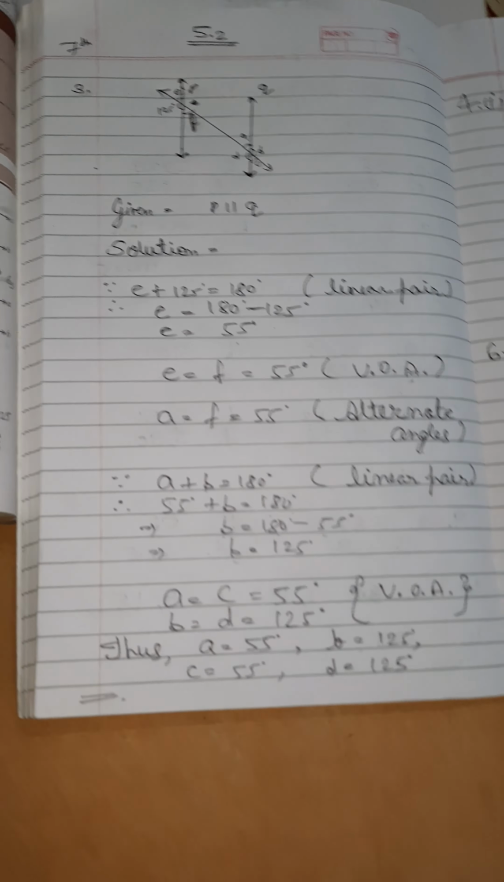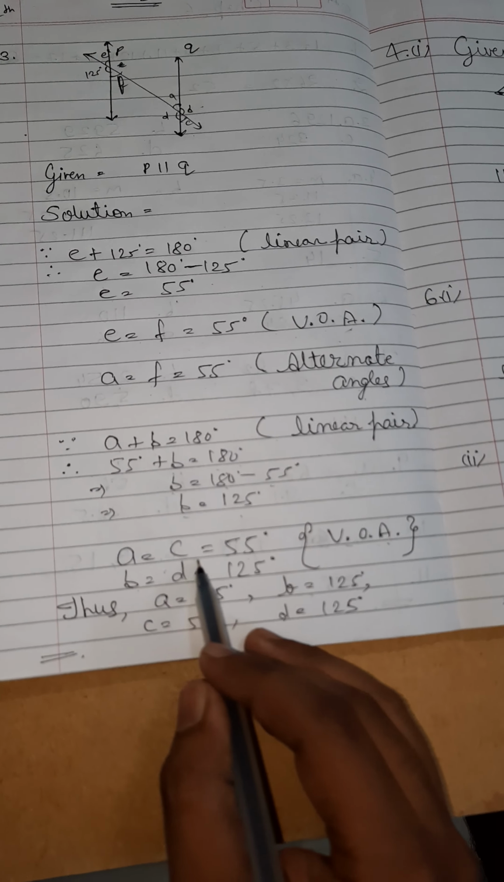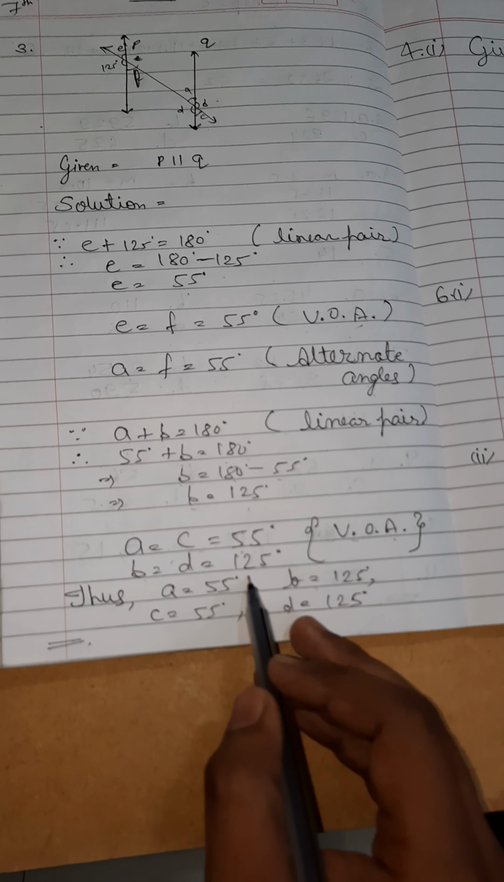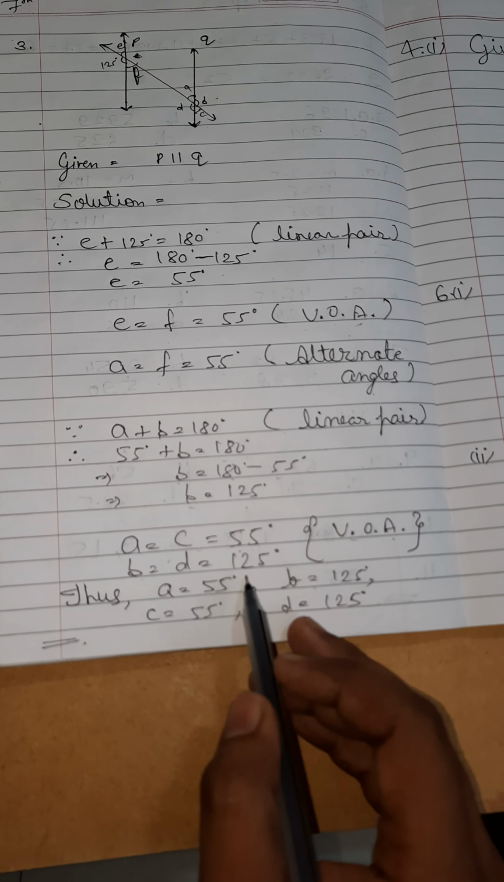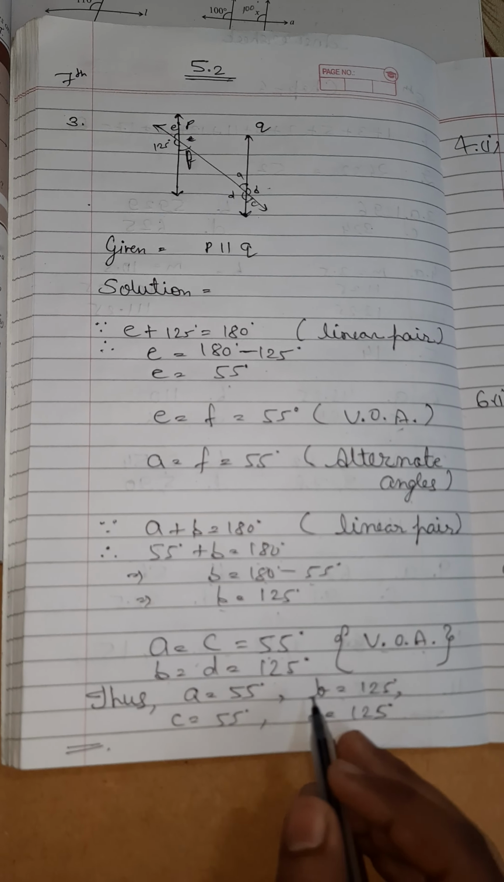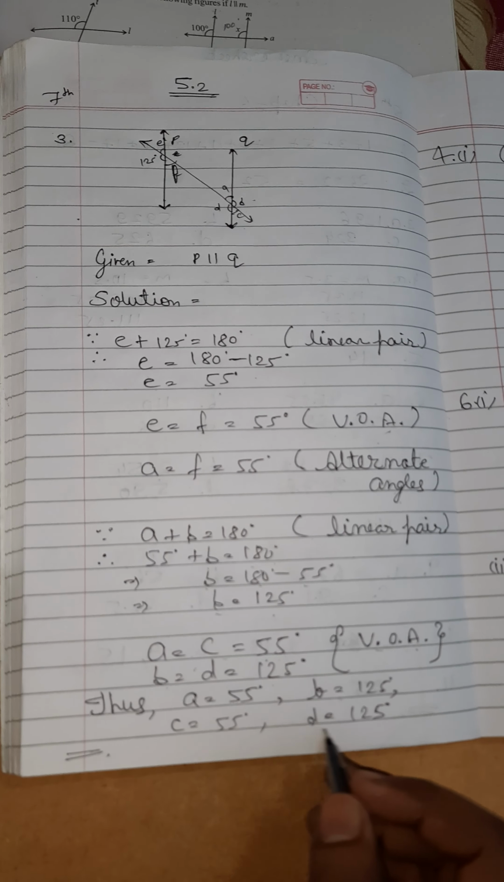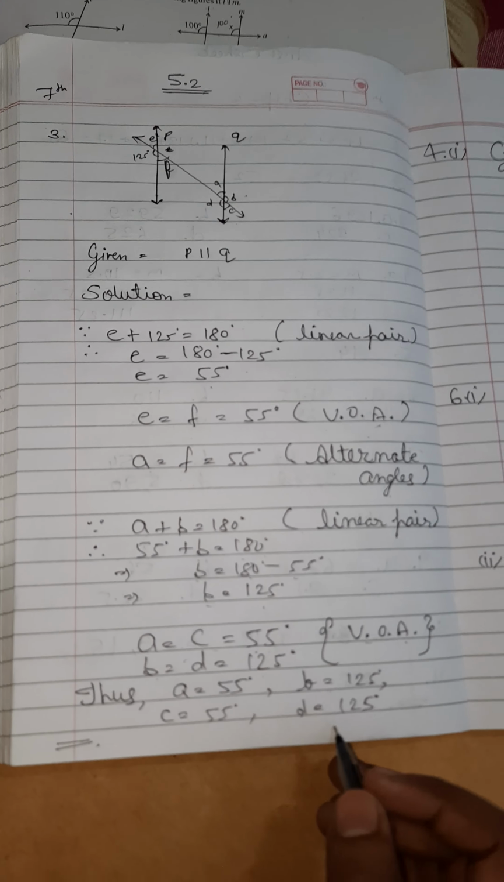Now angle A is equal to angle C because of vertically opposite angles, and also angle B is equal to angle D, vertically opposite angles. Then the value of angles A and C is 55 degrees and B and D is 125 degrees. Thus we can say that A is equal to 55 degrees, B is 125 degrees, C is 55 degrees and D is 125 degrees.